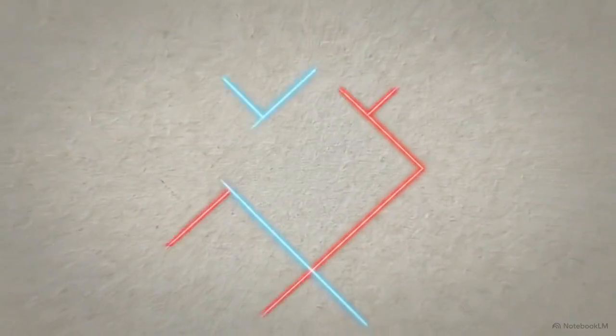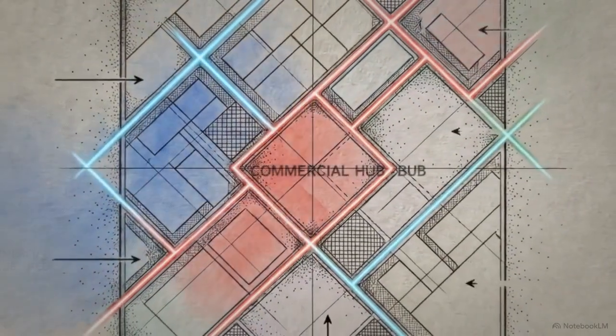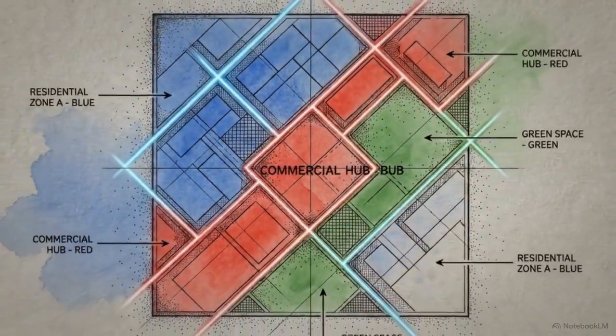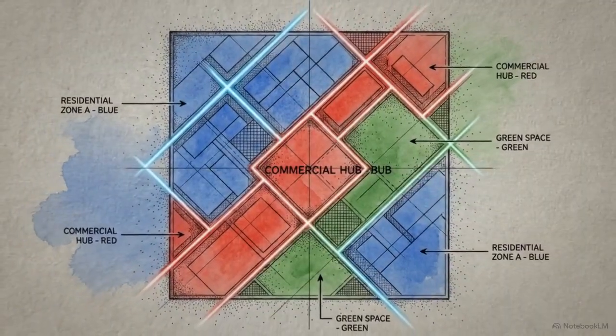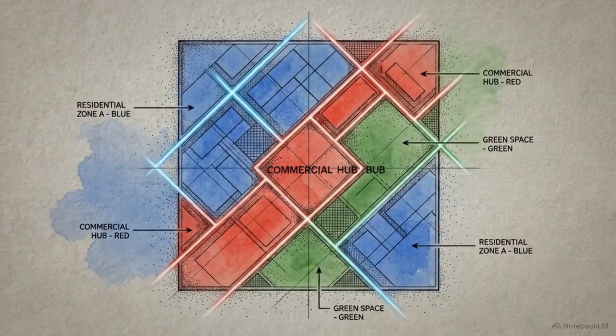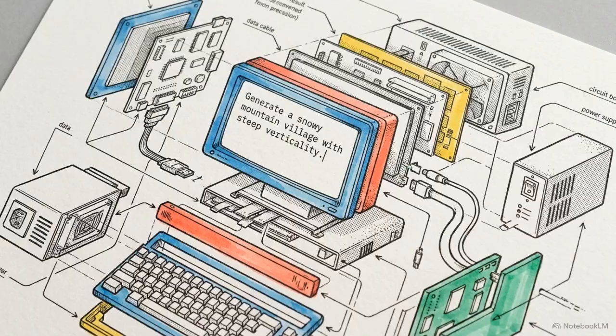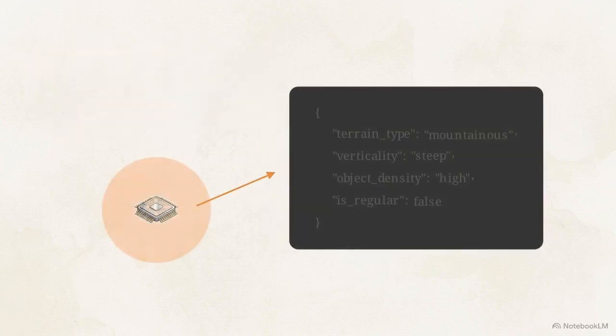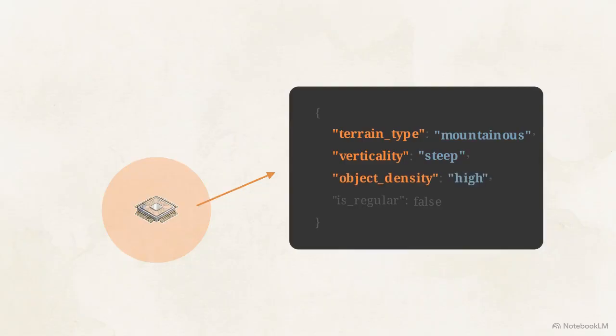To build a functional world, WorldGen operates like an urban planner. It establishes structural zoning and physical pathways long before considering the building's aesthetic details. The user provides an unstructured text prompt. A large language model parses that text and converts it into a rigid JSON schema, explicitly defining parameters for terrain type, verticality, and object density.